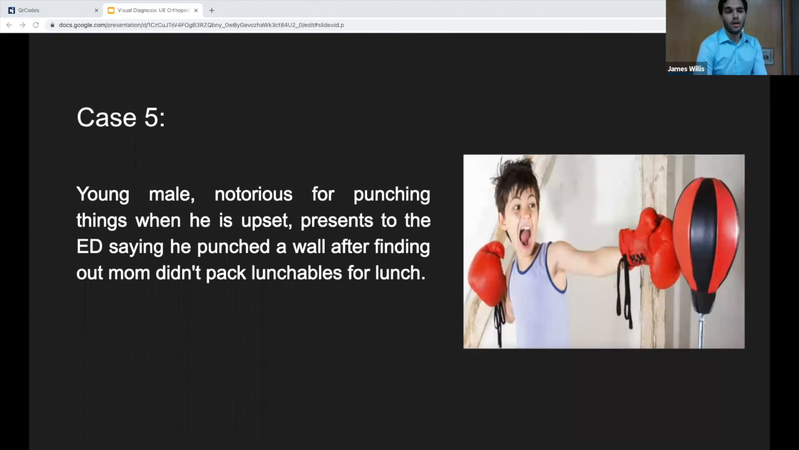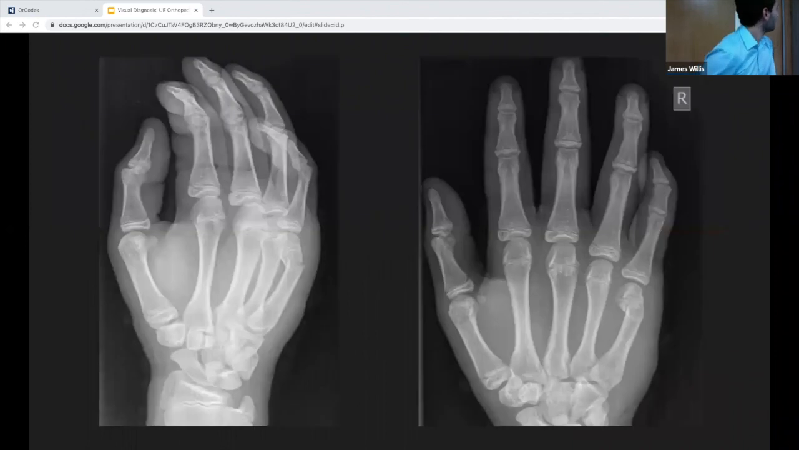Okay. And then last one, very simple case, young male, notorious for punching things when he's upset, presents to the ED saying he punched the wall after finding out mom didn't pack Lunchables for lunch. This is his radiograph. What do you guys see?